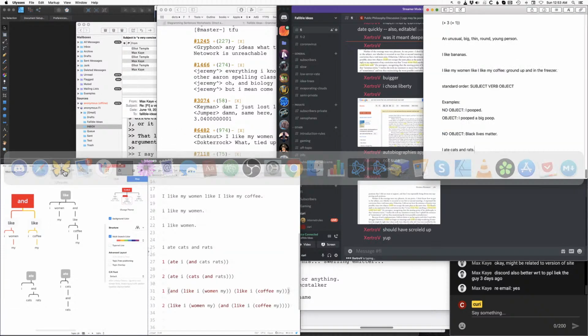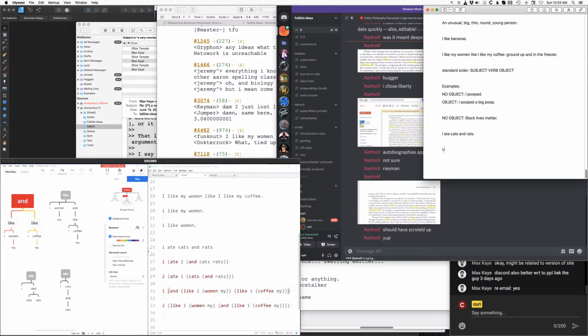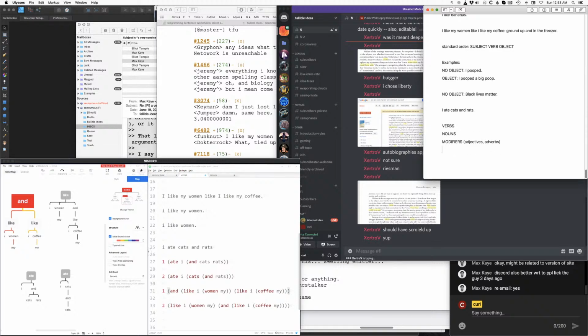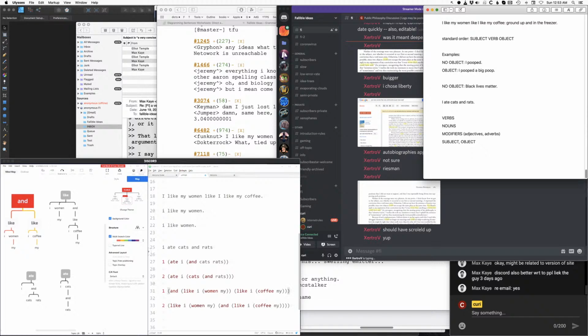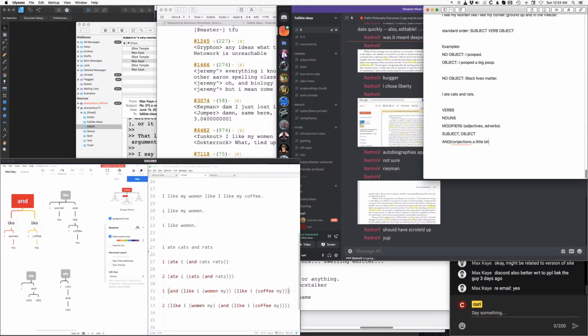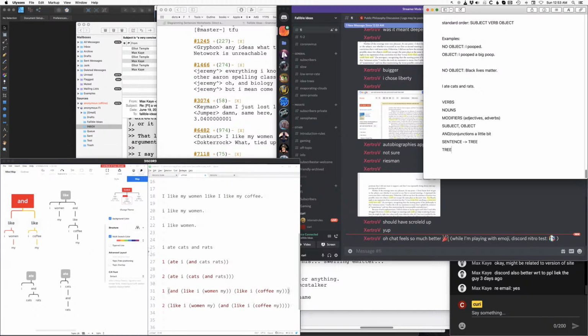Okay, so what did we go over today? We did verbs, nouns, modifiers, adjectives, adverbs. We did subject, object, and conjunctions a little bit. Sentence trees. We did not do treating a sentence. We could do that next time.